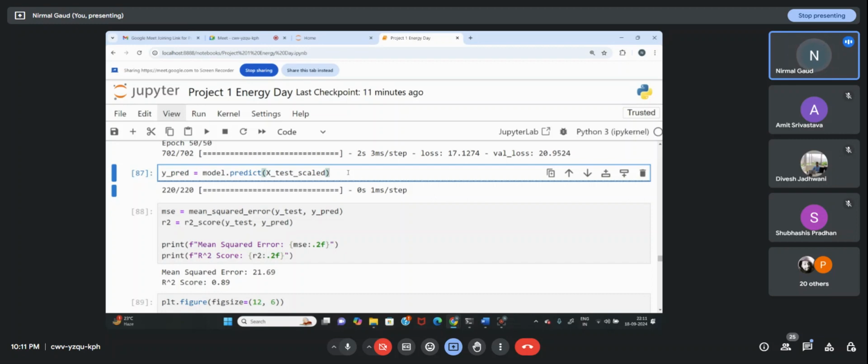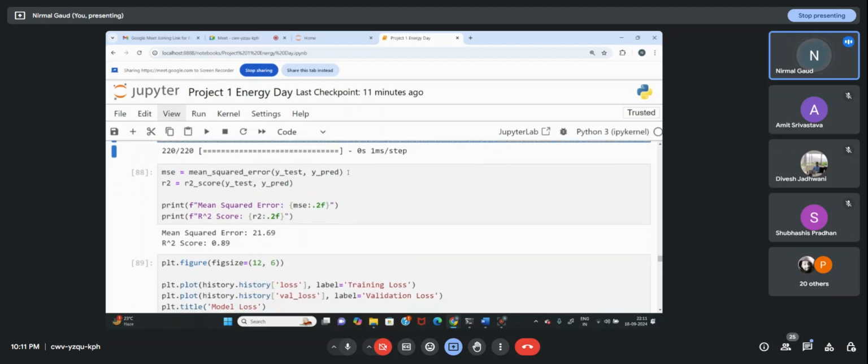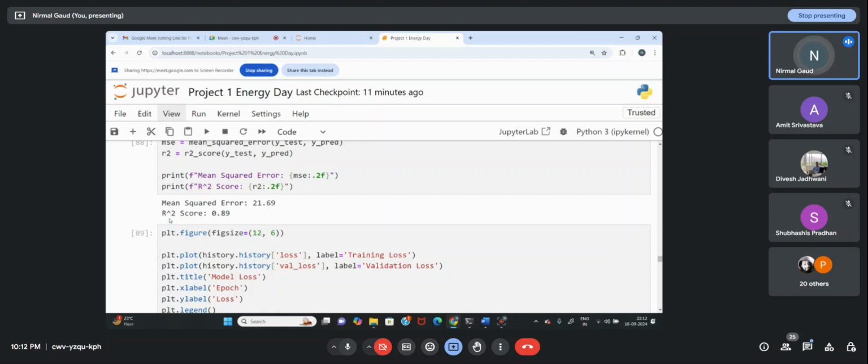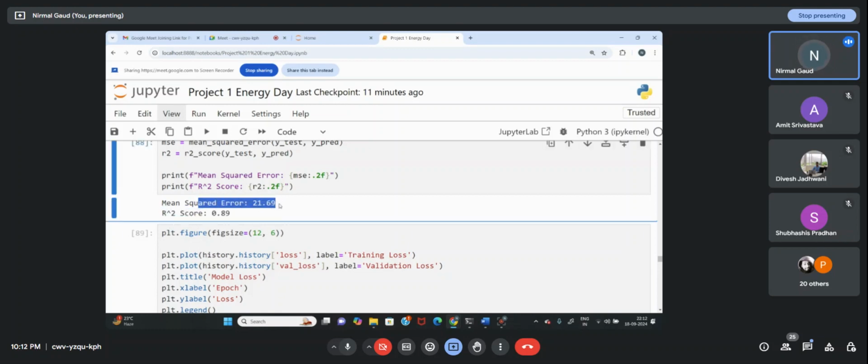Okay, I perform the prediction. And after prediction, let me check the score. So here the score error is 21.69. Now, here you will see, sir, error in case of machine learning was less. That was like 0.04, 0.9. So error was less in case of machine learning. But here, in case of deep learning, the error is more.